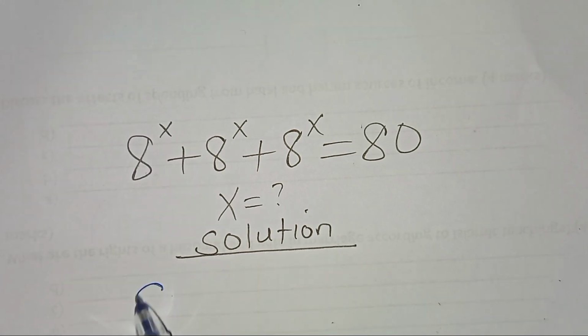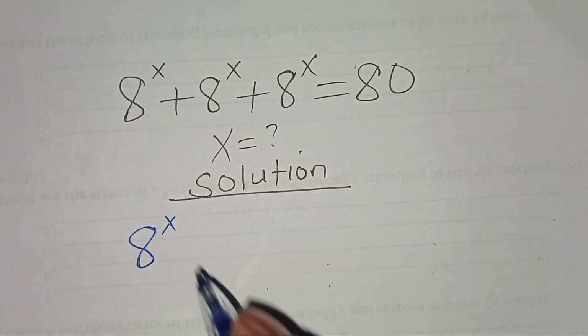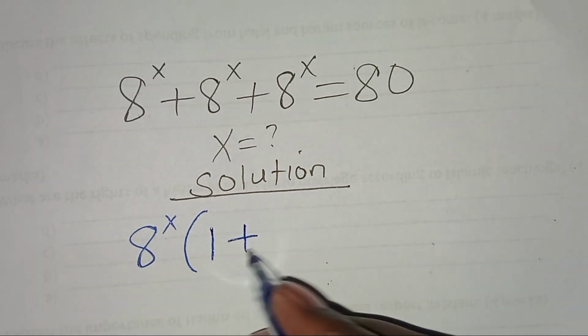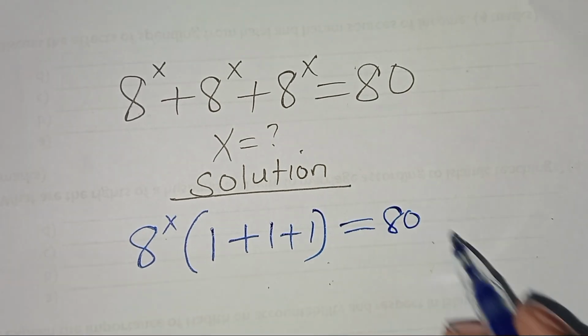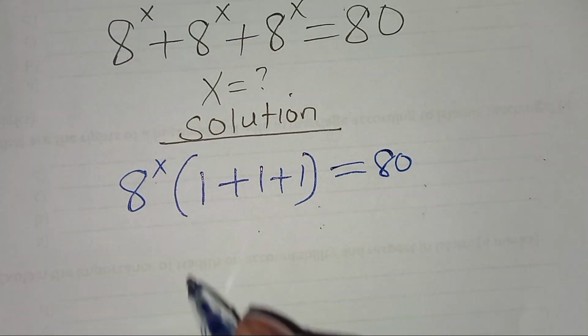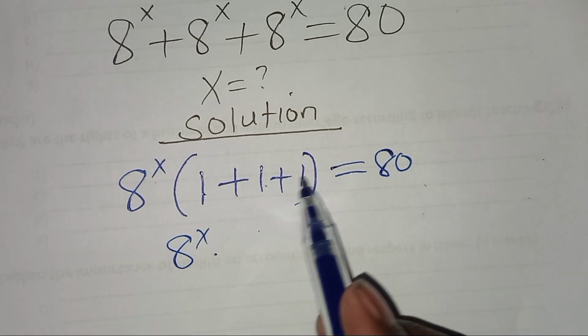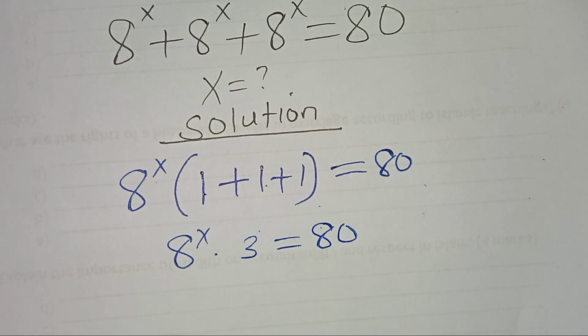Now you find that 8 to the power x is common here. So let's factor out 8 to the power x, so that we'll have 8 to the power x into the bracket 1 plus 1 plus 1, which is equal to 80. Now here we have 8 to the power x multiplied by 1 plus 1 plus 1. This is 3, and this is equal to 80.